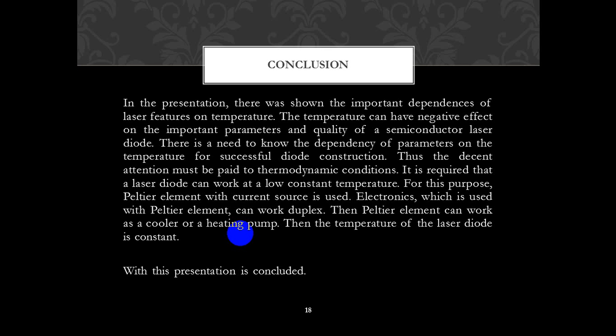It is required that a laser diode can work at a low constant temperature. For this purpose, a Peltier element with current sources is used. Electronics which is used with a Peltier element can work in duplex. Then the Peltier element can work as a cooler or heat pump. Then the temperature of the laser diode is constant. With this the presentation concludes. Thank you.